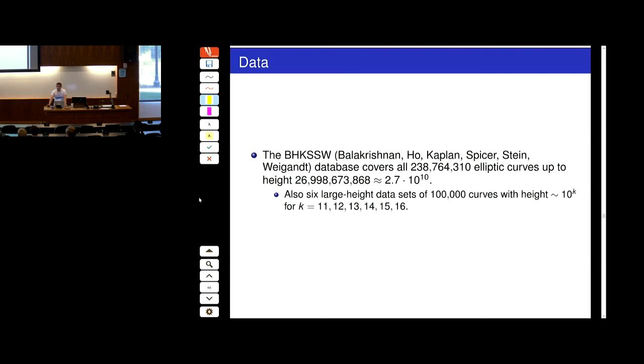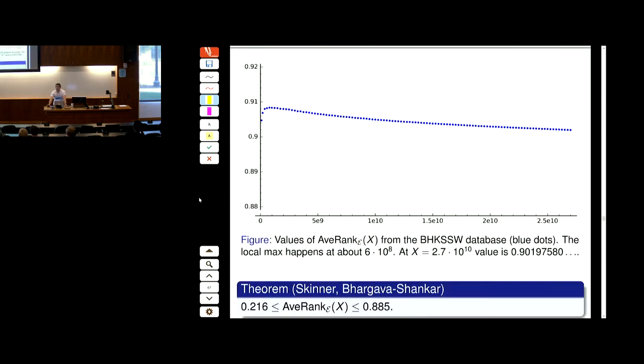And in fact, we knew that the data was lying to us, in that we were having very many doubts looking at the average rank in the data compared to the conjecture of Goldfeld, the 50-50 conjecture or the 1/2 conjecture. So this is the average rank graph for the data of the BHKSSW database, Balakrishnan, Ho, Kaplan, Spicer, Stein, and Wiegand. Prior to their database, the data we had ended here.